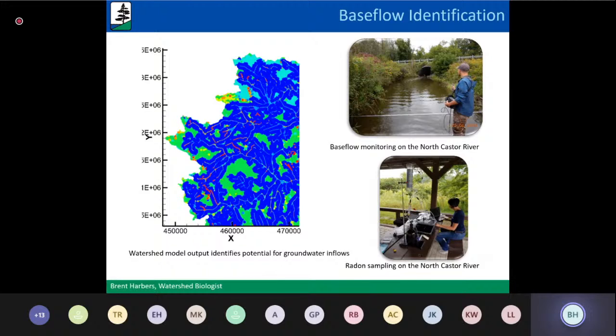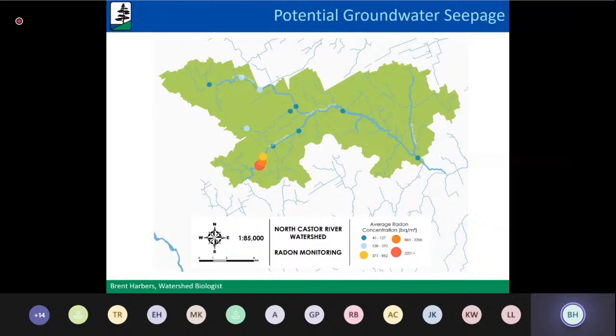And then in the bottom right, a little more technical way we did was radon sampling. So using the knowledge that groundwater contains radon that's naturally occurring down in our bedrock, if we sample along different points in the North Castor River for radon in the surface water, where we get spikes in radon are likely locations where a lot of groundwater is coming in, because we have a higher concentration of radon within that groundwater. So a few different interesting ways to look at base flow. So next slide, please.